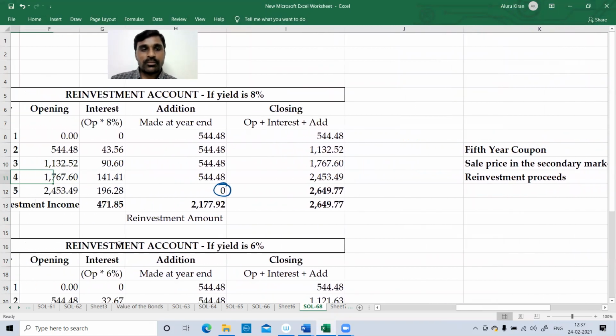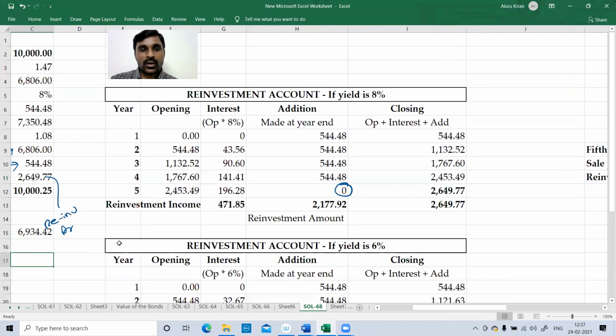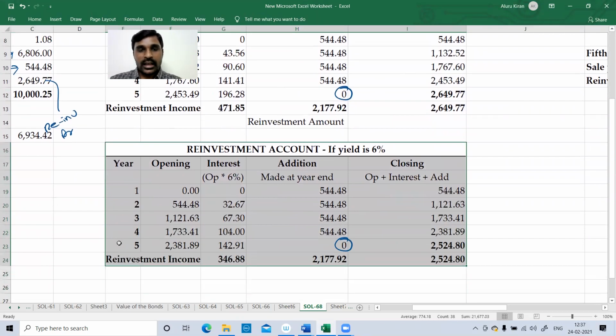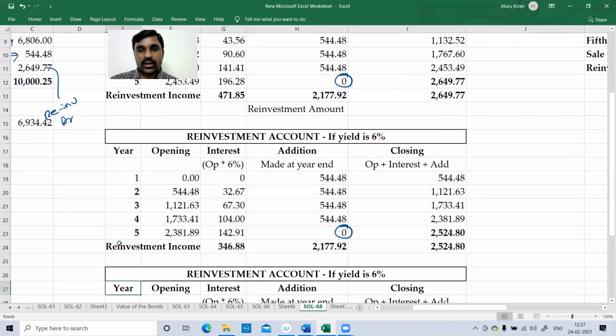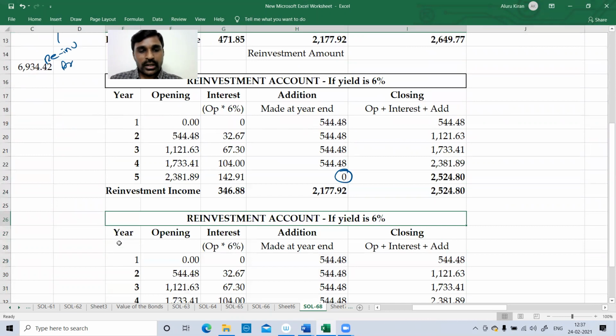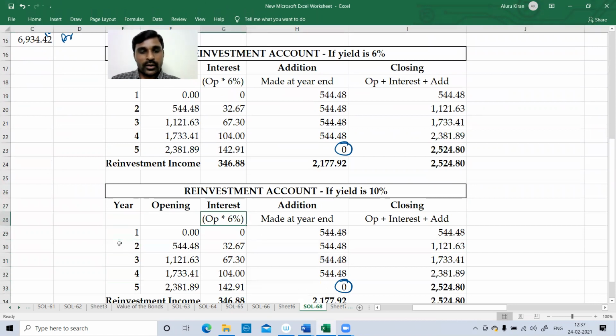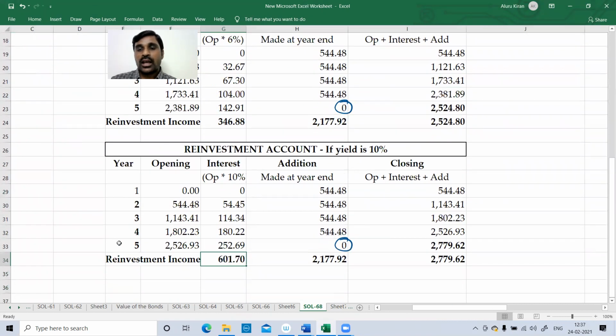Now reinvestment. We have to change the reinvestment table. Reinvestment account if the yield is 10%. So same, I have to take opening into 10%. Okay, right. Opening into 10%. How much did we get?